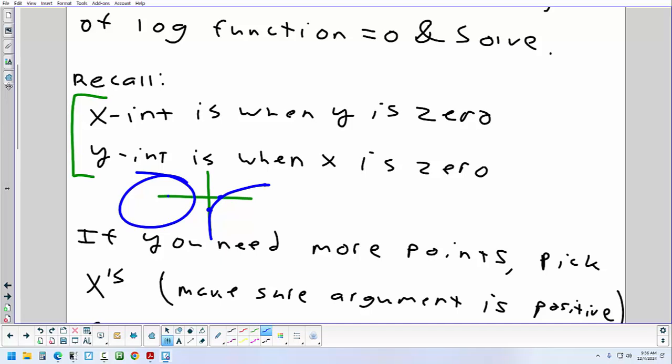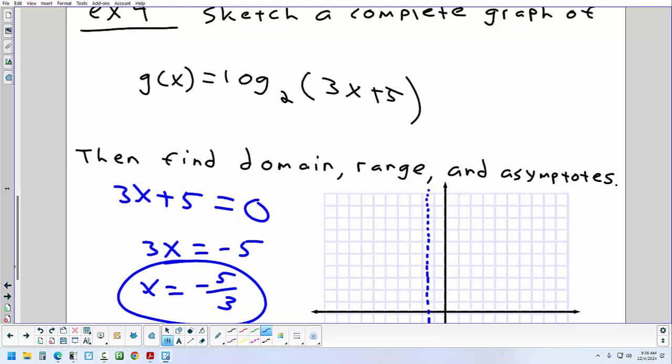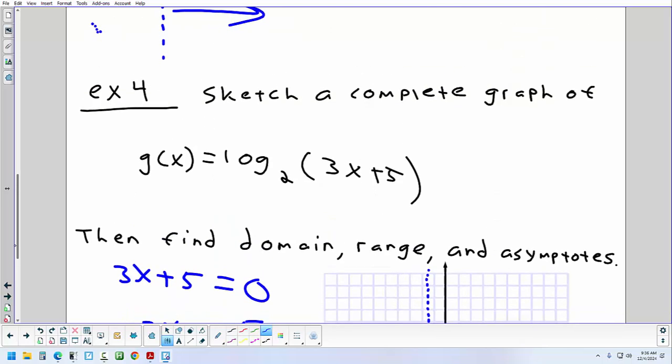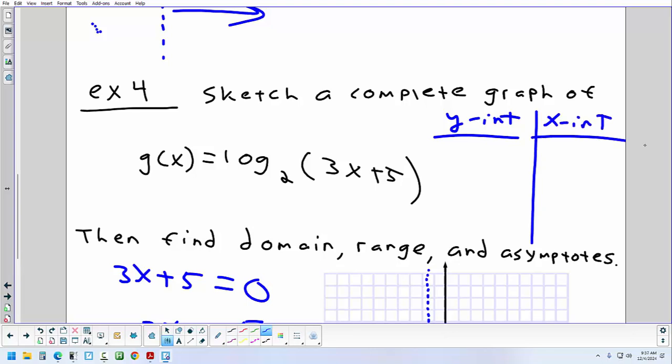Yep. You plug in 0 for x. Okay, well, let's do that. I'm going to just do it up here. Okay, y-intercept, plug in 0 for x. What's 3 times 0? 0. And 0 plus 5? 5. So this turns into a 5 if I do that. So I get log base 2 of 5. Now I have to type that in and get the answer.